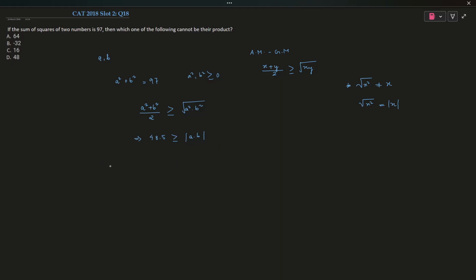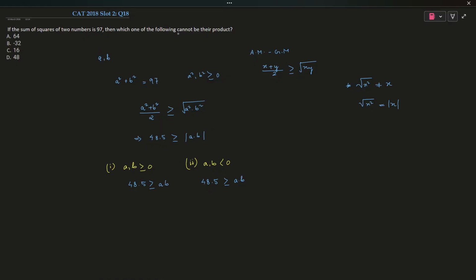Now I will have three cases. First, a, b both are greater than or equal to 0. In this case it will open with positive sign. 48.5 is greater than or equal to a into b, so the product will be less than or equal to 48.5 when both are greater than or equal to 0. Second, a, b both are less than 0. When a is negative and b is negative, a into b is anyway positive, so again it will open with positive sign. That means the product will be less than or equal to 48.5.